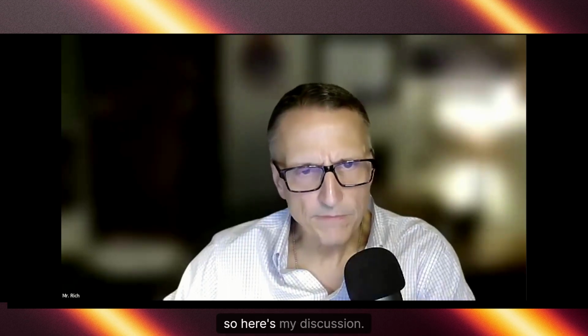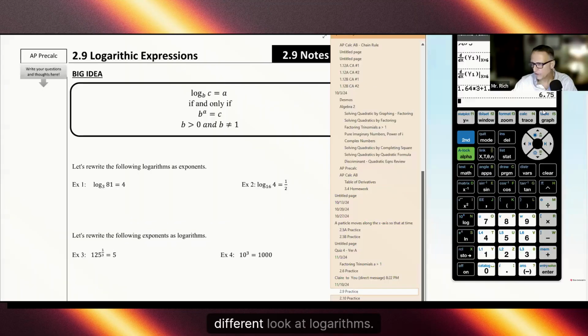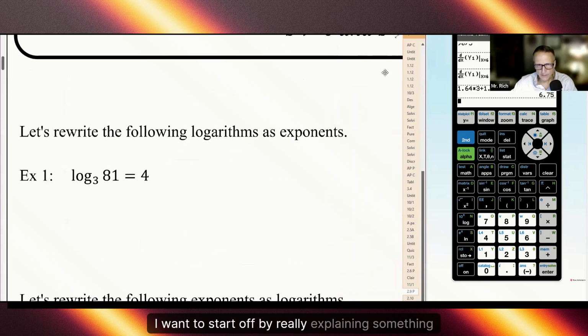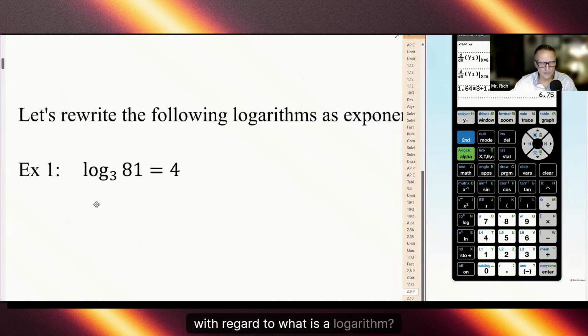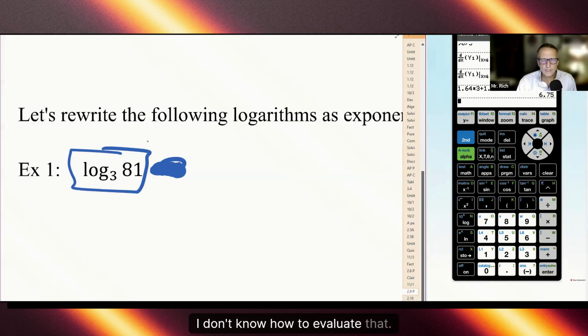All right. So here's my discussion. My goal here is to help you take a different look at logarithms. I want to start off by explaining something that you were supposed to pick up in Algebra 2 with regard to what is a logarithm. Suppose I present to you log 3 of 81. Let's not even get to the point where it's an equation. I just show you that, and you're like, LOG? I don't even know what you're asking. I don't know how to evaluate that.